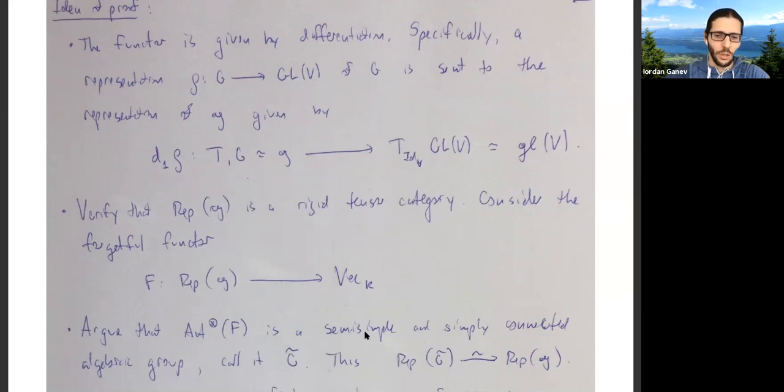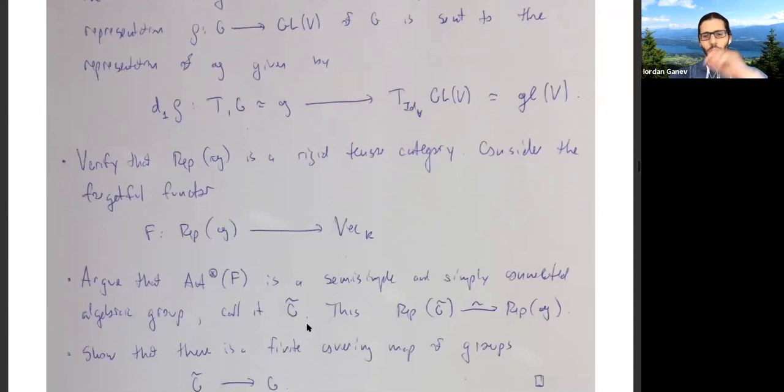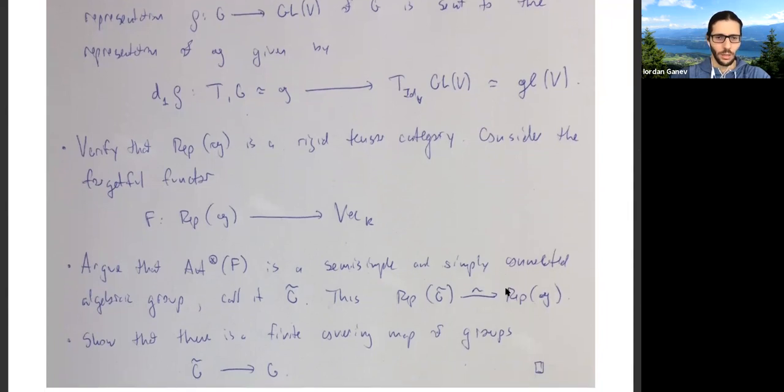and Rep of the Lie algebra g will be the category of representations of this group. There's some work here to show that this group is actually semi-simple and simply connected. We call it G tilde. So we have an equivalence of categories between the representations of the group G tilde and the representations of the Lie algebra g. There's a lot in this step, but that's where this Tannakian reconstruction is applied.